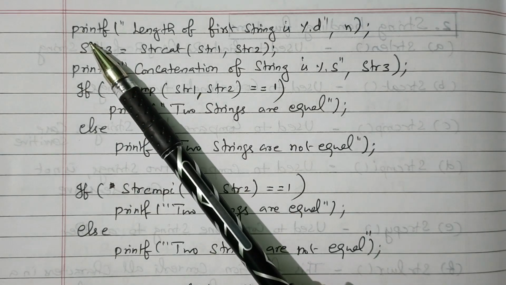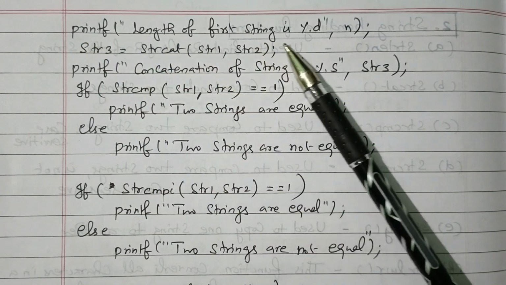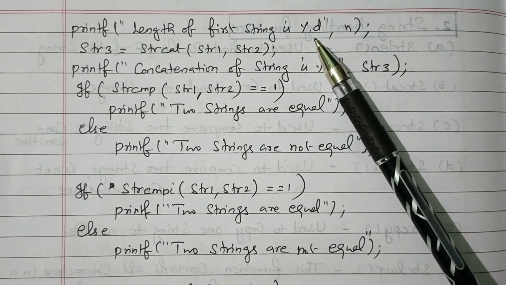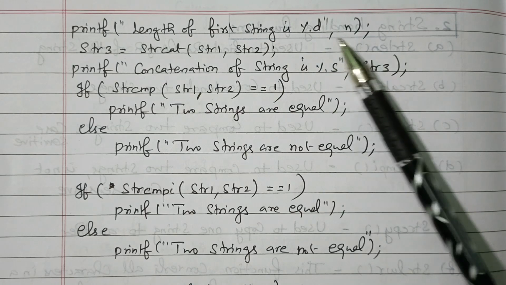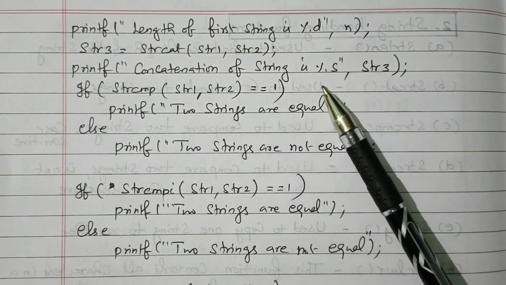Then immediately we are printing the length of the string. Printf, length of first string is %d, n. This %d refers to the integer type, right? So we identify the string length of str1 using the strlen function. That answer is printed. So we got the length of the first string.